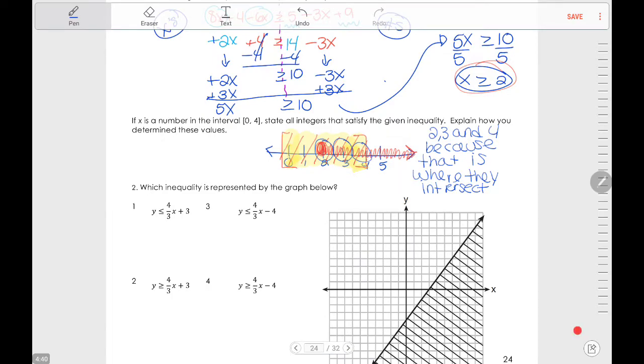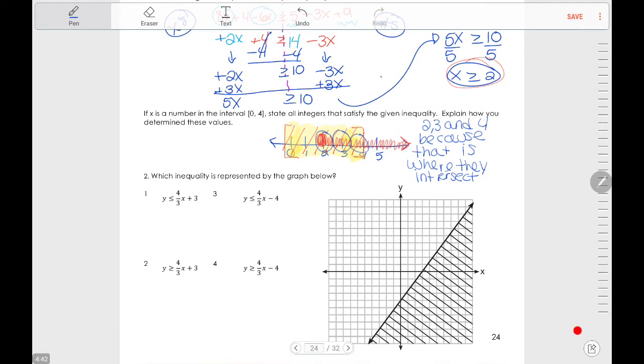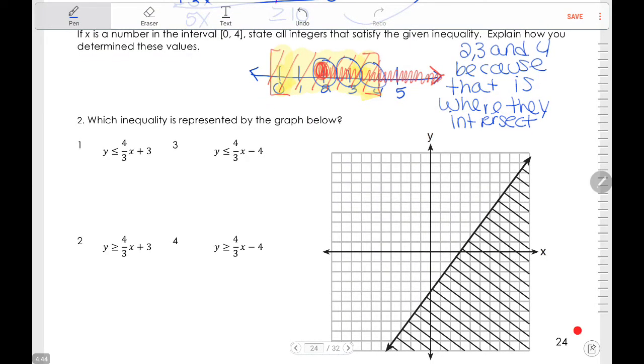Okay, question number 2 was asking about the graph. Remember when we have inequalities, we have shading. So this graph specifically is shaded below the line, which means it has to be less than or equal to. And if we look at the line itself, it's solid, so it must be less than or equal to. So I can automatically cross off choices number 2 and 4.